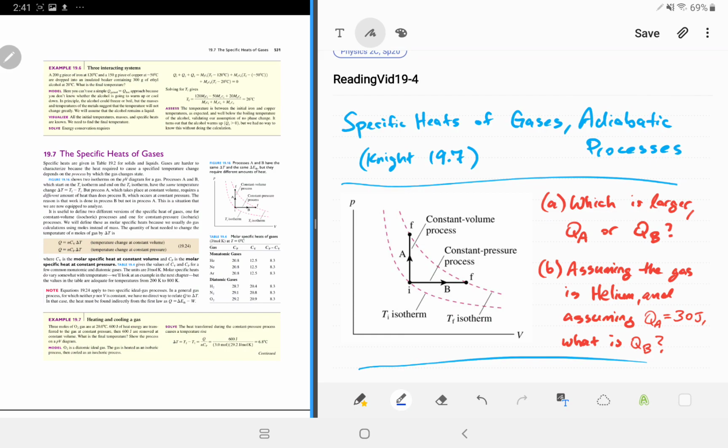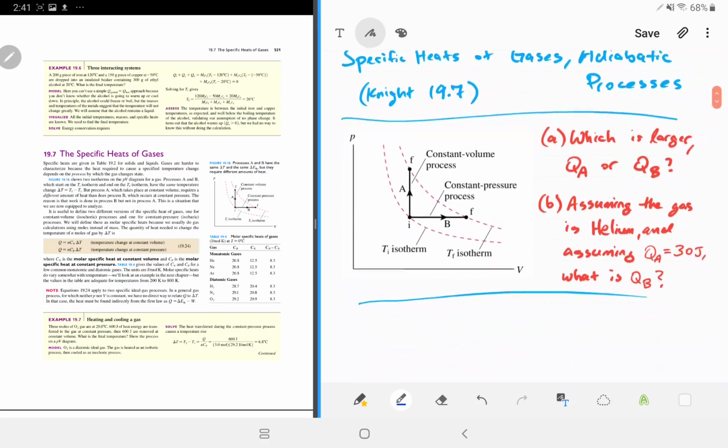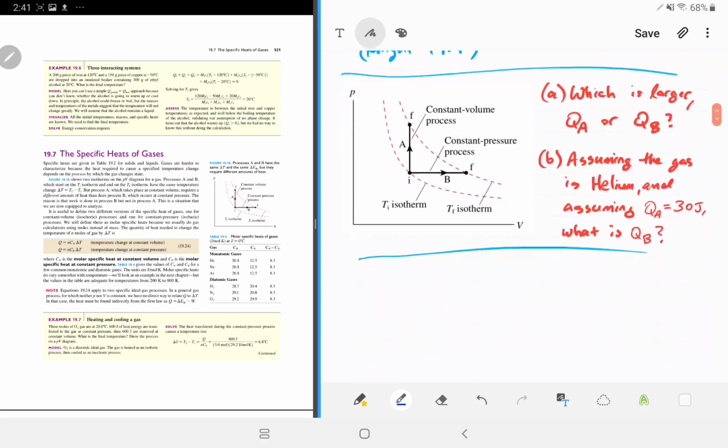The first qualitative one is just which is bigger, QA or QB. And the second question is a bit more quantitative. Assuming the gas is helium and assuming that QA is 30 joules, what is QB? That actually gives us enough information to see how many joules QB is. Okay, so part A.